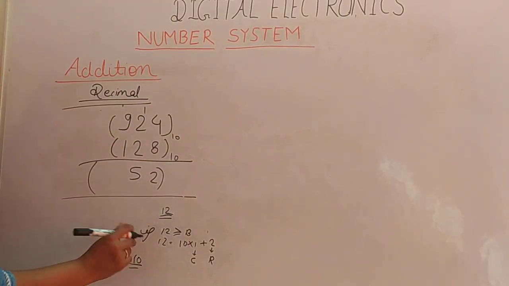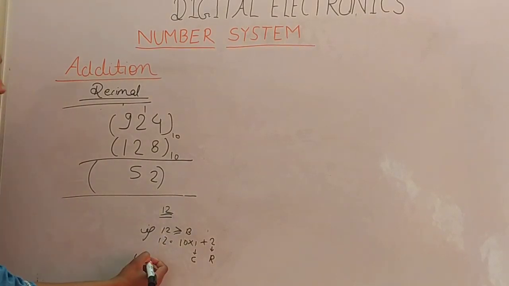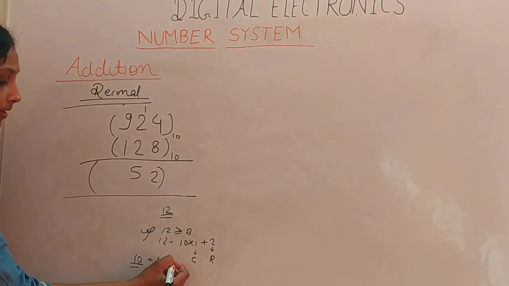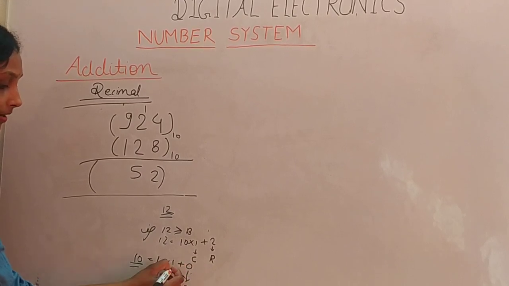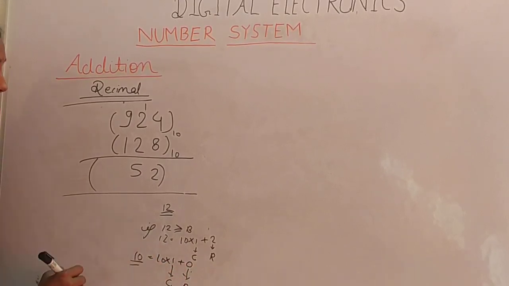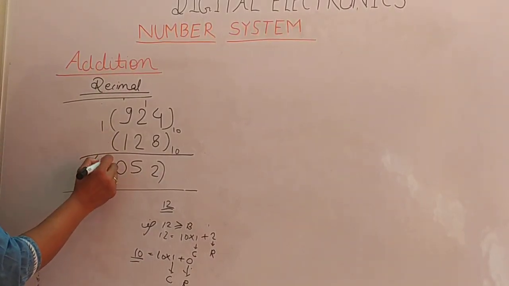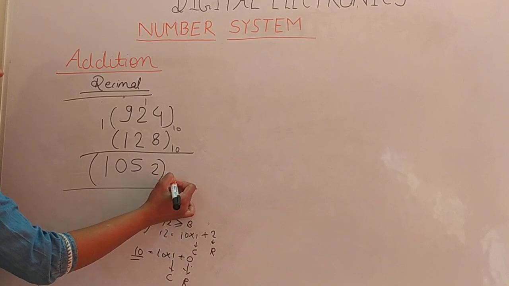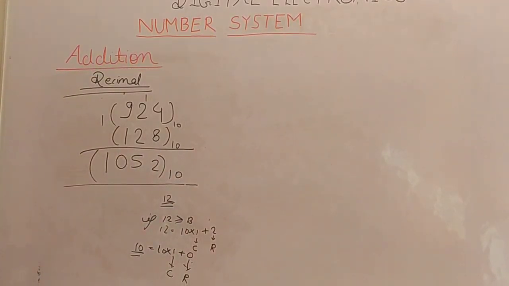Again we will check if 10 is greater than or equal to the base. Yes, it is equal to the base. So we will write 10 as 10 × 1 + 0. Here 0 is the remainder and 1 is the carry. So 0 will be put here and the carry is 1. There is nothing else, so we can directly write 1 like this. So 1052 is the answer of the decimal addition.